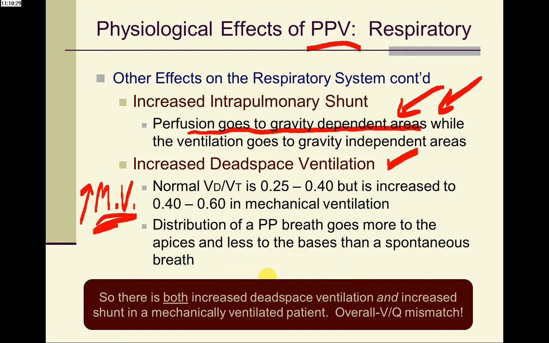All right. So we get both an increase in dead space ventilation and an increase in shunting because some of those areas where there is good blood flow, there's not enough ventilation, so that blood goes through without participating in gas exchange. So that's a shunt.